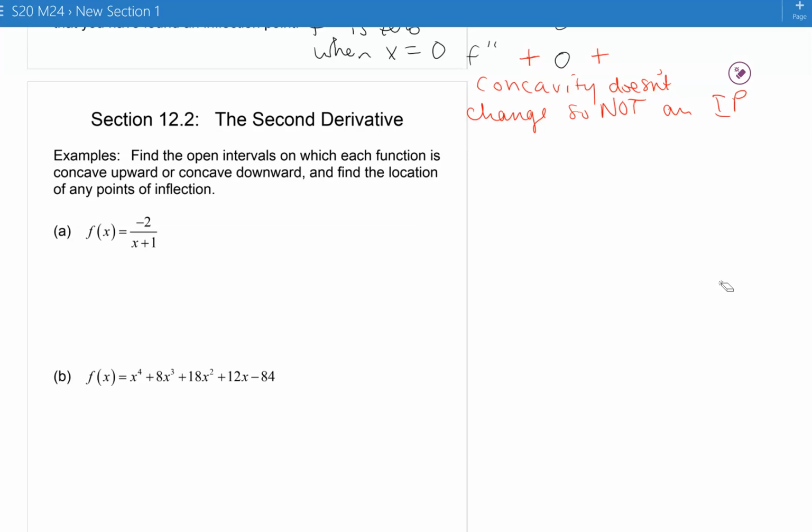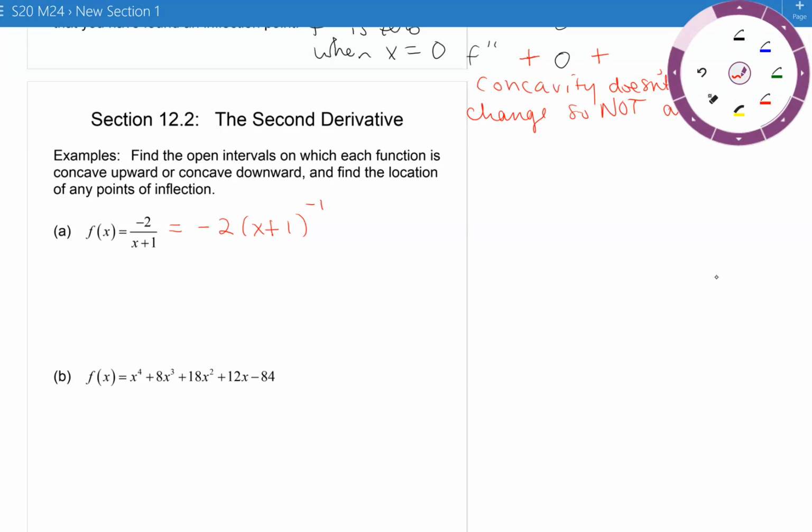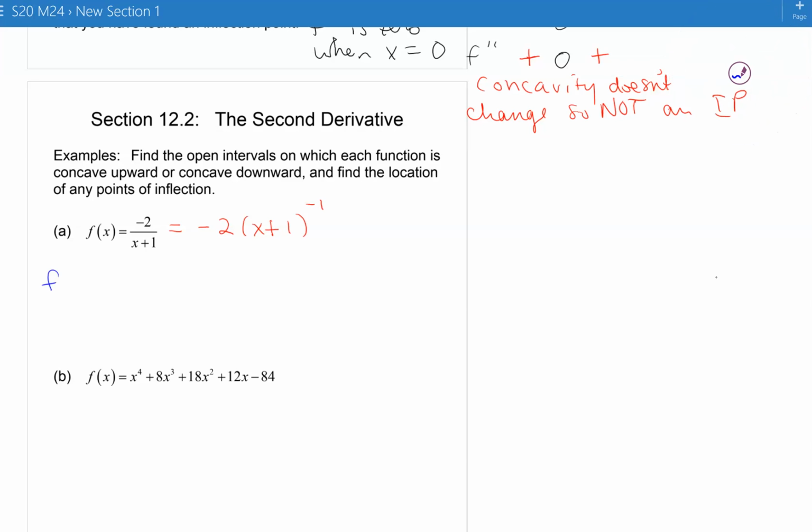So this first example, I'm going to rewrite it as -2 times (x plus 1) to the -1. Whenever I have a quotient and there's just a number on the top whose derivative would be 0, then I'm always going to rewrite and use the chain rule. I don't prefer to use the quotient rule in this case. So my first derivative is going to be -2 times, bring the -1 down in front, (x plus 1) to the new power of -2 times the derivative of the inside, which is 1. So that's going to give me 2 times (x plus 1) to the -2.